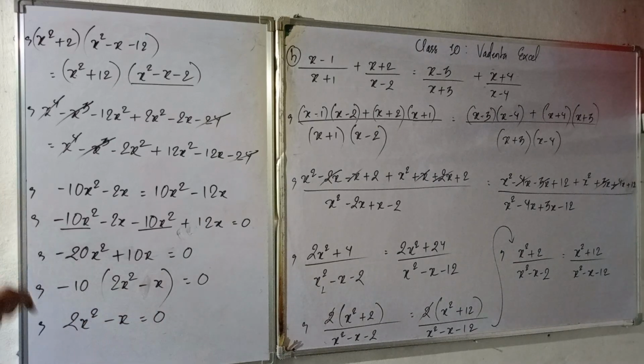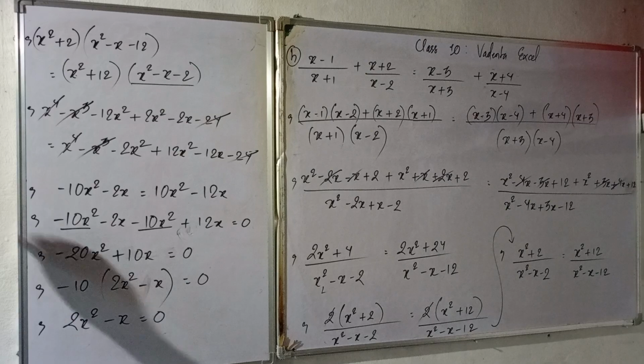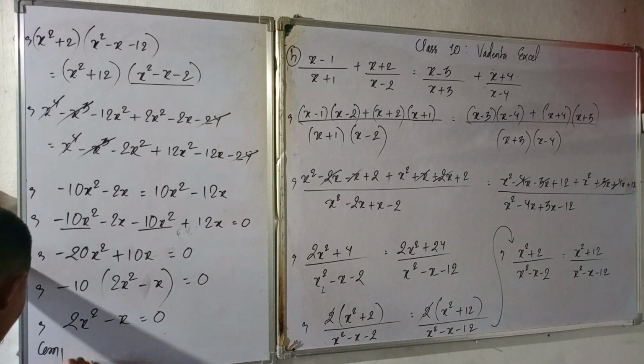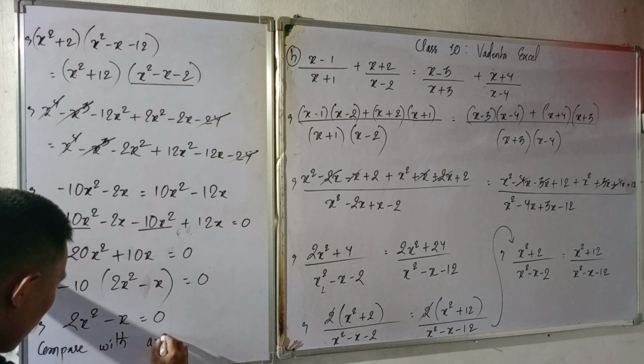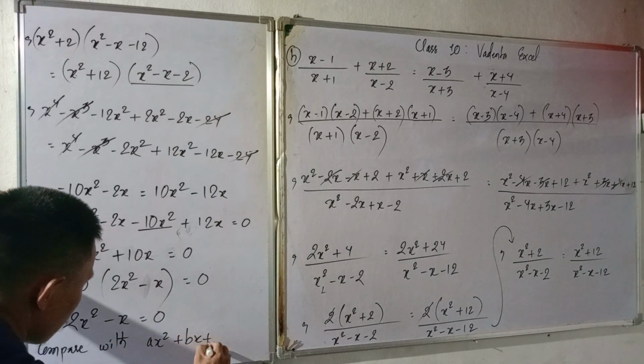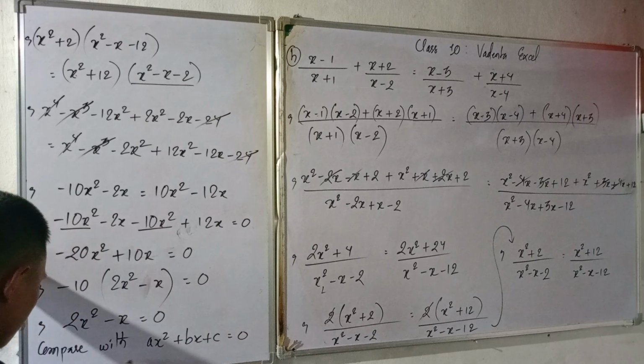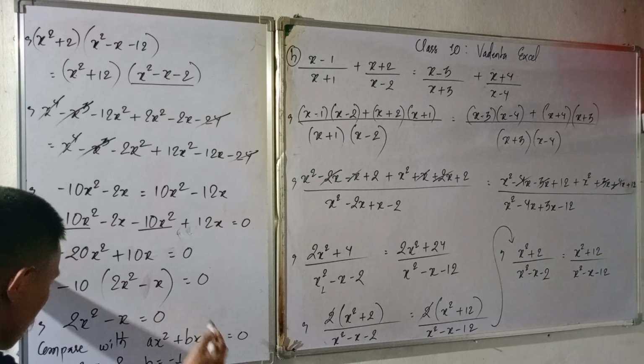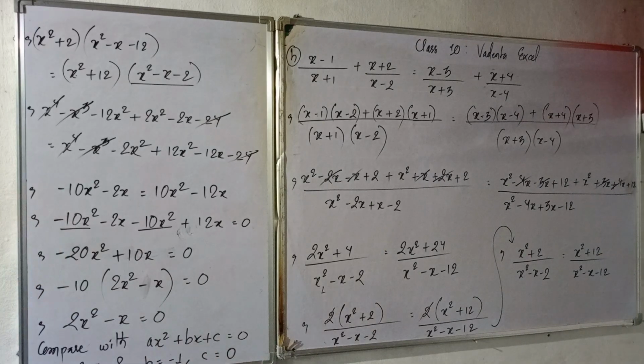Now you compare. The constant term is absent. Compare with ax squared plus bx plus c equals to 0. You will get the value of a as 2, b as minus 1, and c, there is no constant term, so it will be 0.